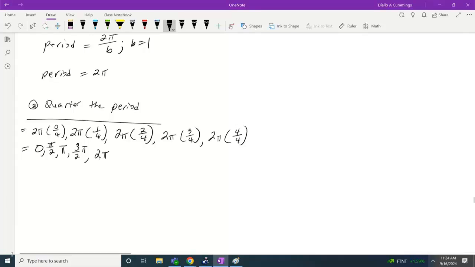So I simply took the period, which was 2 pi, and multiplied by 0 over 4, 1 over 4, 2 over 4, 3 over 4, and 4 over 4. Now once you quarter the period, the numbers that you get serve as the x values. So on the third step, we're going to evaluate.